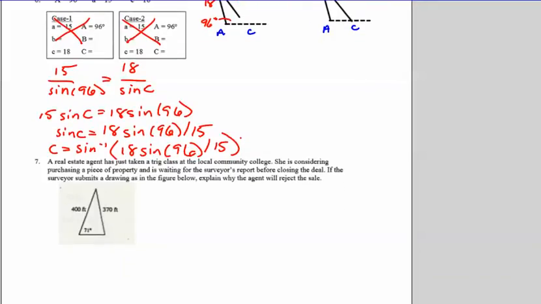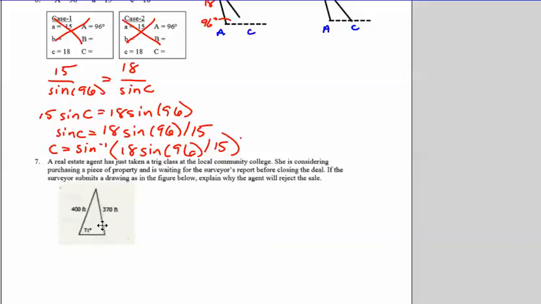So let's just look at this word problem here. In this word problem, a real estate agent has taken a trade class and she's considering buying a piece of property and is waiting for the surveyor's report before closing the deal. So the surveyor submits this drawing, and the agent actually is going to reject the sale, and we're trying to figure out why. So my suspicion is that maybe this property does not represent a triangle, meaning that it would be impossible to have a triangle with these dimensions.